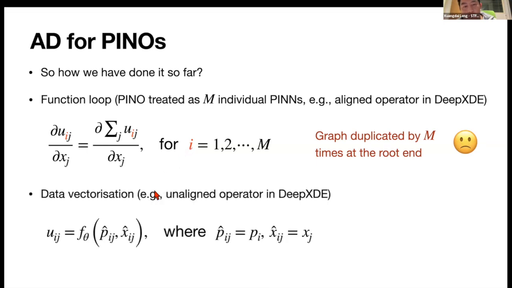Another way of doing that is data vectorization. What you do is duplicate the physical parameters along the point dimension, and at the same time duplicate the coordinates along the parameter dimension. In that way, you make this operator pointwise. You see all the parameters here have the same indices, ij. By making it pointwise, you can simply sum over this uij to do the differentiation, right? But in this way, the graph will be expanded m times at the leaf end, because here you duplicate the coordinates m times.